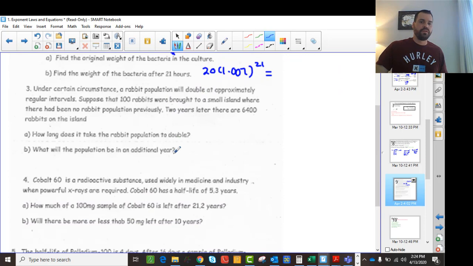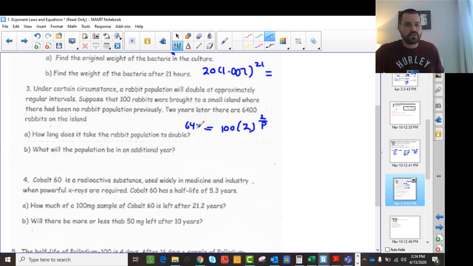We'll skip that one. Actually, let's not, just because it asks something a little bit differently. It says it doubles at regular intervals. So it says you bring 100 rabbits, so that's your initial amount. It's doubling, so your base is 2. And it says 2 years later, so your total time is 2, and you're looking for P. And there it says there were 6,400 rabbits on that island. So you would get 64 is 2 to the 2 over P, and then you'd have to recognize that 64 is 2 to the 6th power.